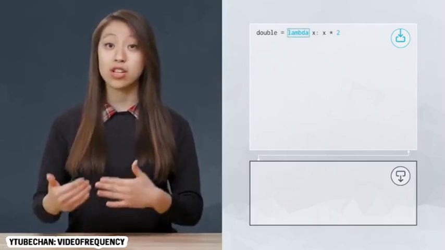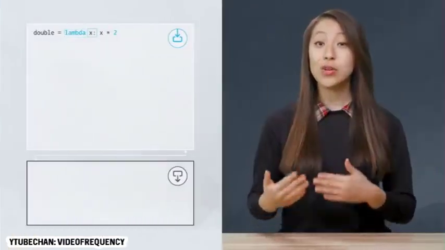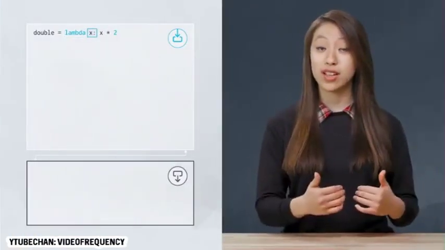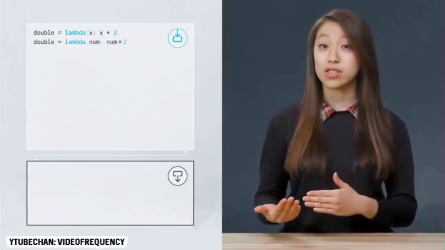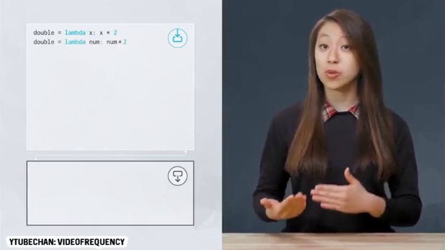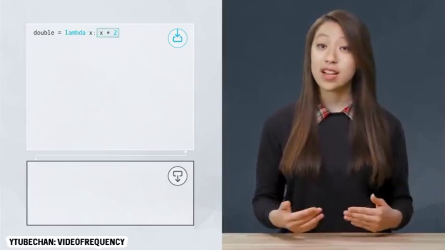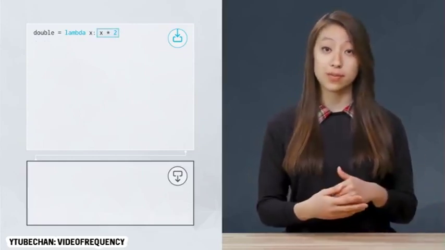The lambda keyword is used to indicate that this is a lambda expression. Following lambda are one or more arguments for the anonymous function, and then a colon. These are equivalent, similar to the way argument names in a function are arbitrary. Last is an expression that is evaluated and returned in this function.